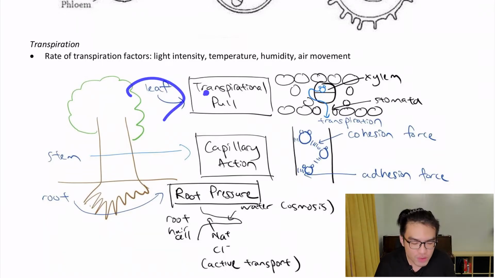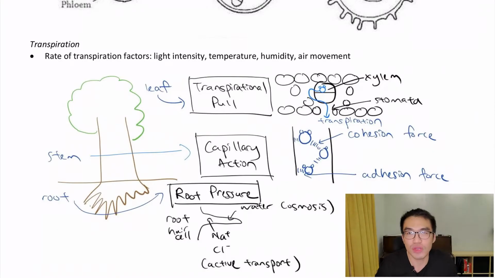Next, in the leaf, they will do transpirational pull. It means water transpires away to the surroundings, so they have to pull more water into the leaves. This is what we call transpirational pull. Three ways to move water from the soil all the way up a plant.